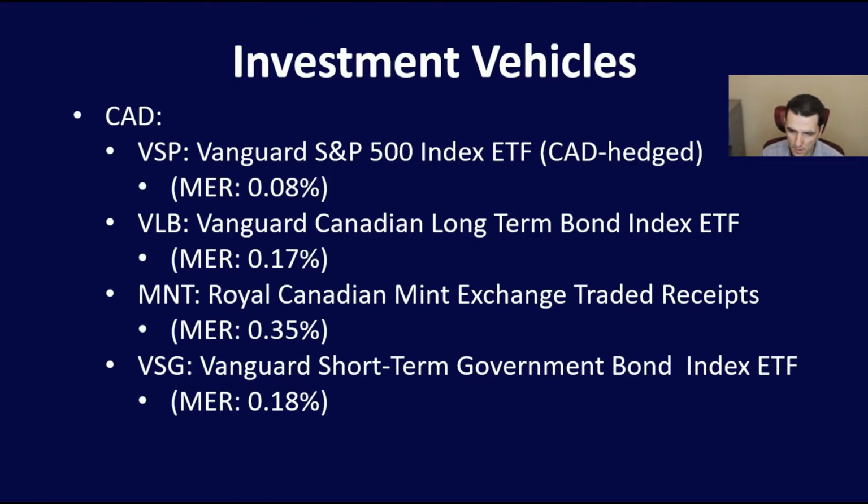VSG, again, same idea as the previous slide with the US side. This is the short-term government bond index ETF, MER 0.18. Again, provides a little bit of yield. This would be a proxy for the money market type product. It does give you a little bit of something where, again, the true money market products right now I think are just not giving enough.